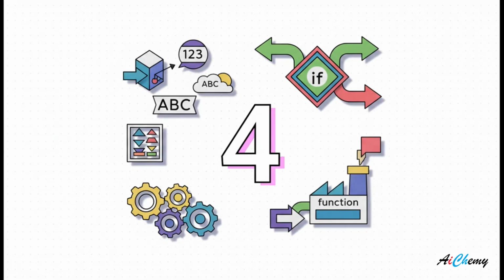So let's just boil it all down. It really comes down to these four things, these four pillars of programming. You've got variables to hold your stuff, data types to tell you what kind of stuff it is, control flow, like if statements to make your code smart, and functions to keep your code clean and reusable. That's the core of it right there.